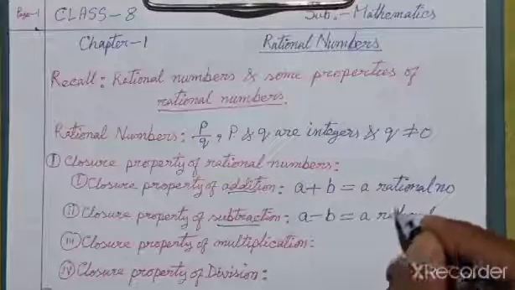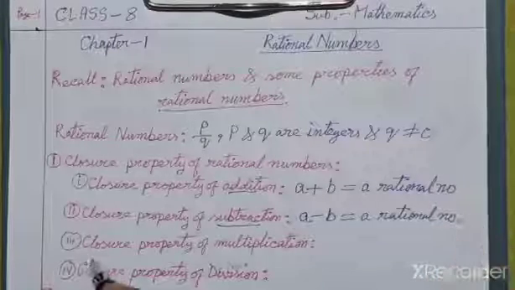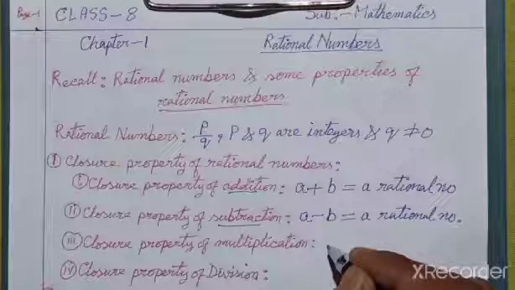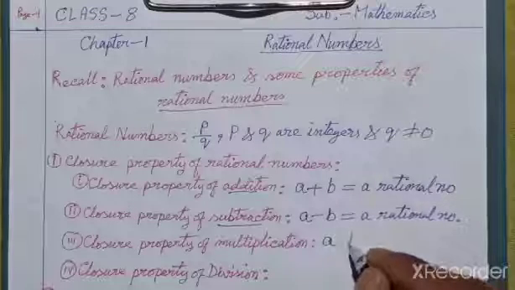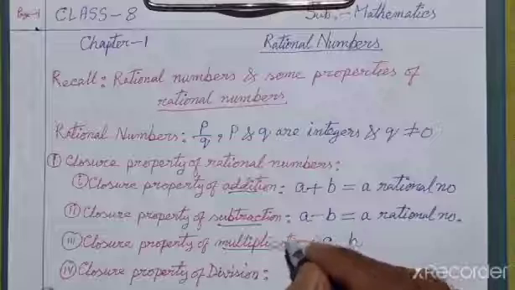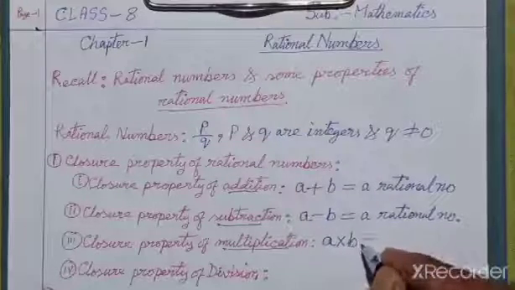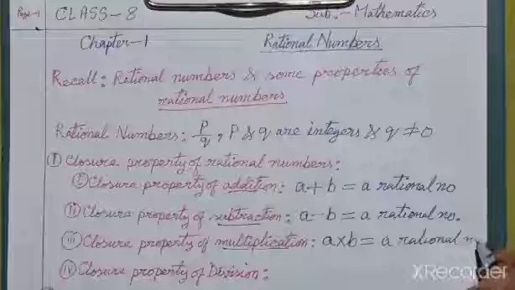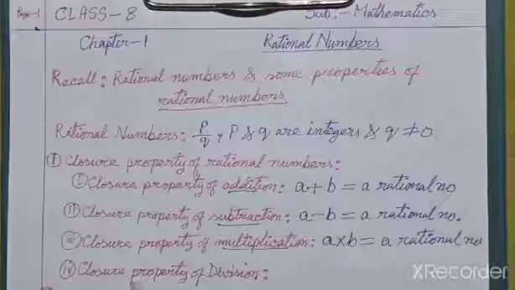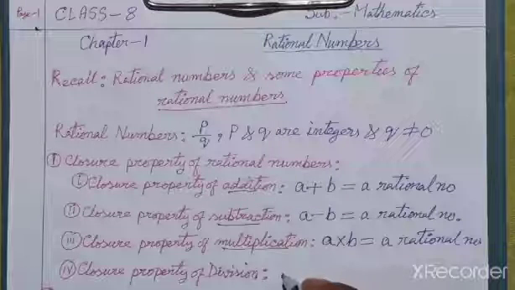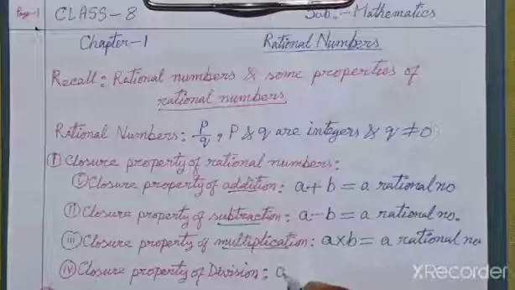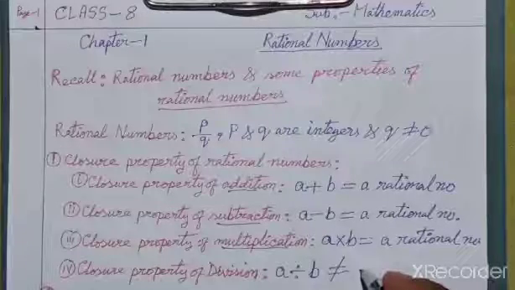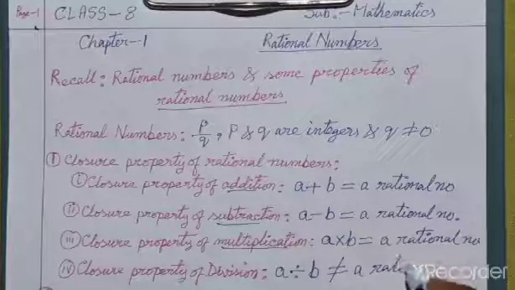Number 3, closure property of multiplication. This says that if we take any two rational numbers A and B and multiply them, the answer is again a rational number. Now closure property of division. It says that if we take any two rational numbers A and B and divide the first by the second, the answer is not always a rational number.